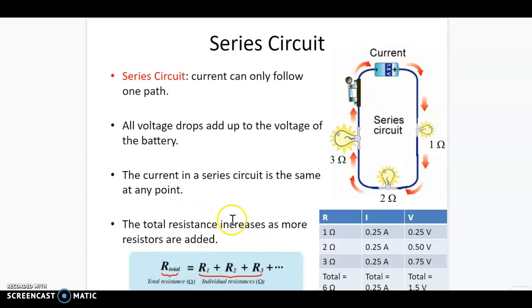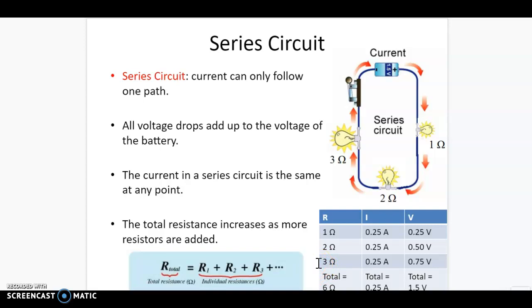The total resistance increases as more resistors or more resistance is added to the circuit. Like in this circuit, there are light bulbs and each of them has resistance, like 1 ohm, 2 ohms, 3 ohms. That total resistance is really just adding them up. And so this is true for a series circuit. We say the total resistance is just R1 plus R2 plus R3 plus any other ones that we have in there. Okay. So here we go.